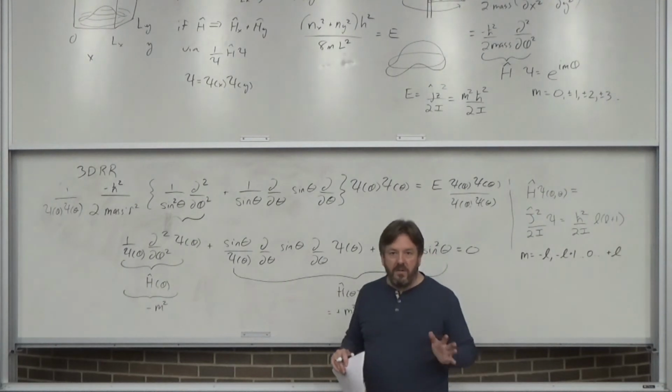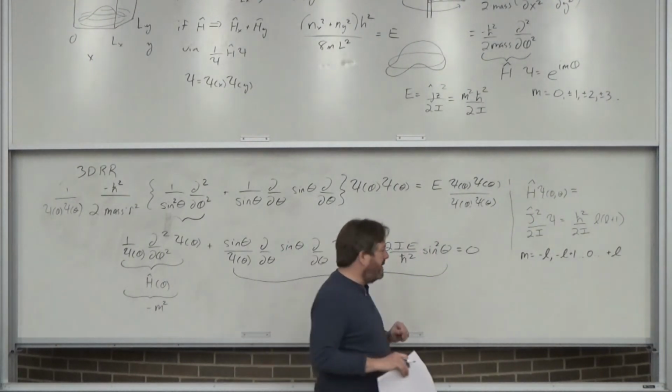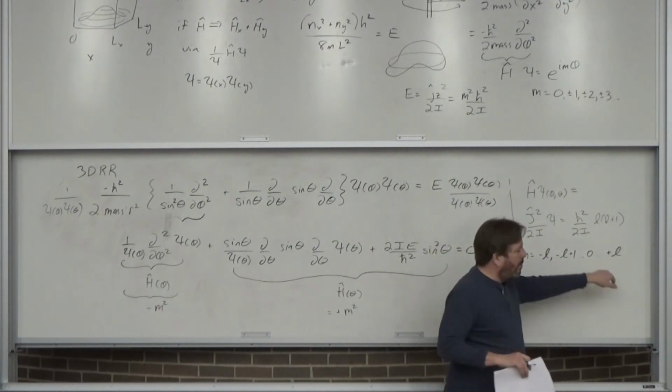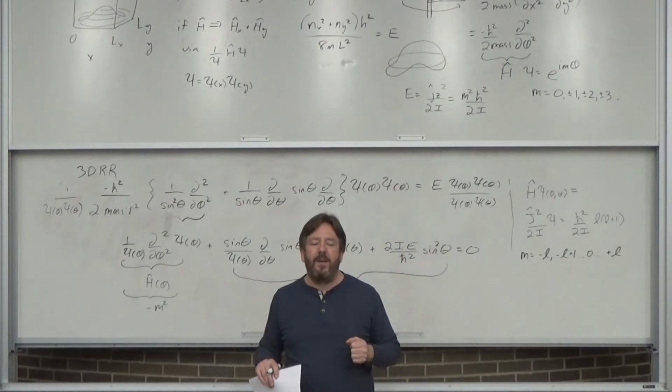So that's non-degenerate. Remember, we're also seeing degeneracies. If L is 1, you've got a p state, and so you could have minus 1, 0, plus 1. So that's where we're going to get our px and py and pz.